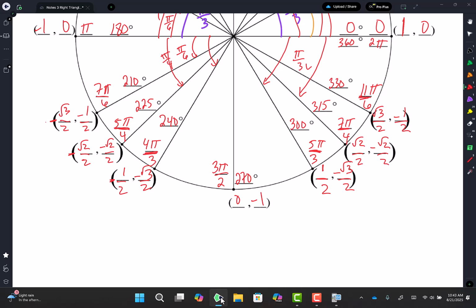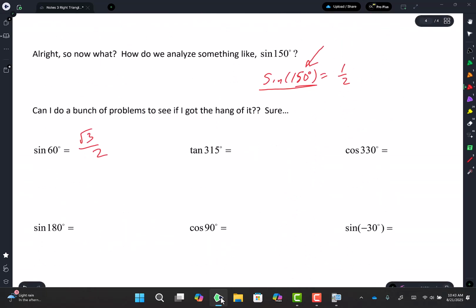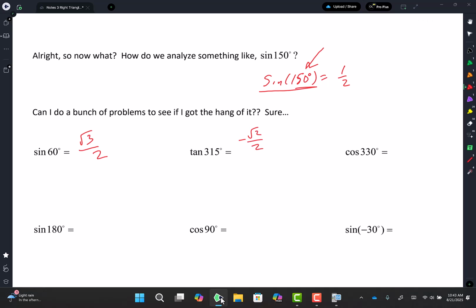Y over x. So I go to 315 degrees and I'm going to go negative square root of 2 over 2 divided by square root of 2 over 2. This is an okay answer. I want a better answer. Negative 1. Because see, it's the same magnitude of both of them. One's negative, one's positive. Negative divided by positive is a negative. Do you guys see that?